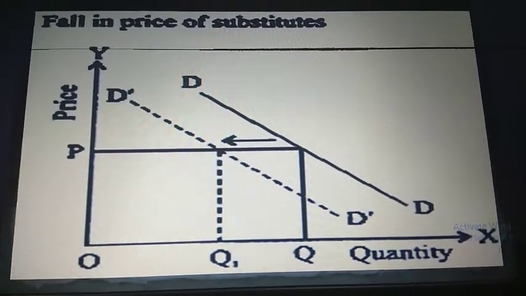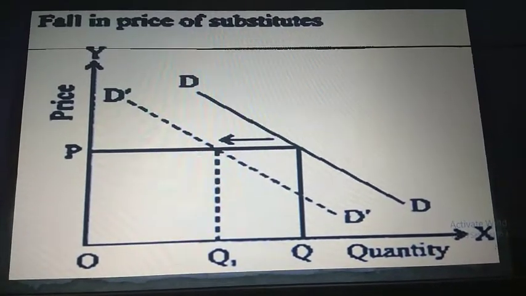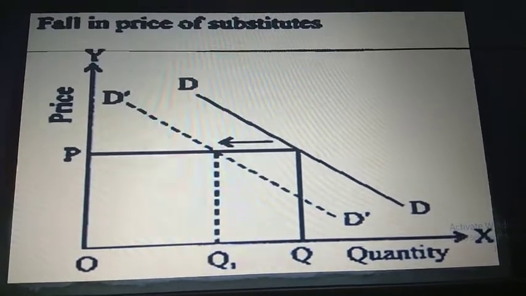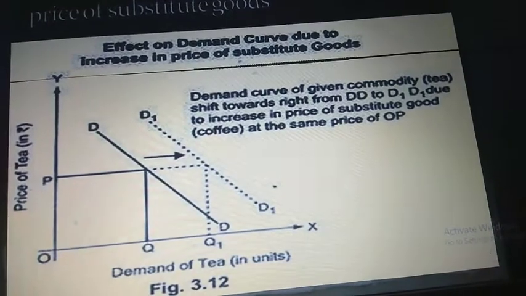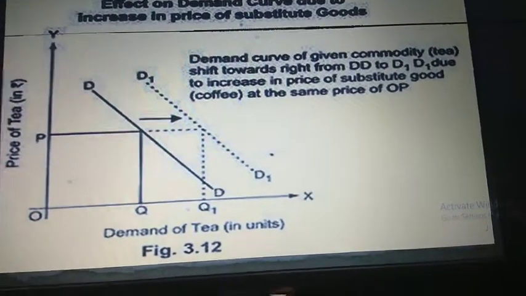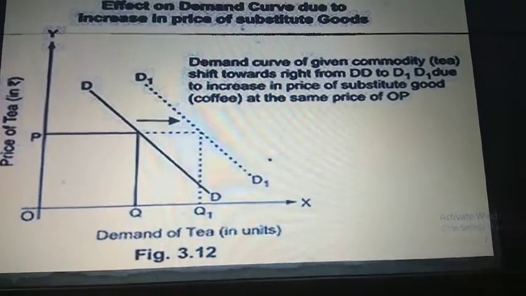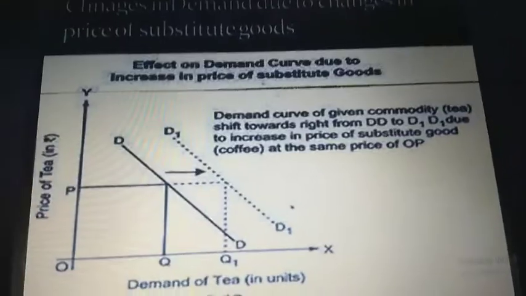Then the second point you will write in such answers is that if there is an increase in the price of substitute good, or an increase in the price of coffee, the demand of tea will increase, which is represented by a rightward shift in demand curve, that is from DD to D1, D1. And it happens because now consuming tea becomes cheaper for the consumer.